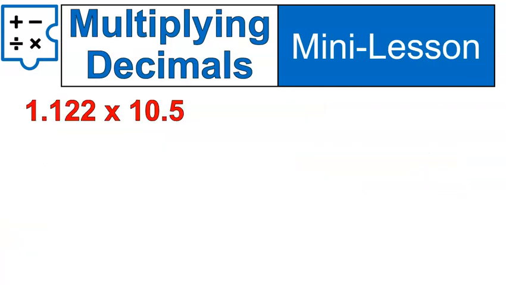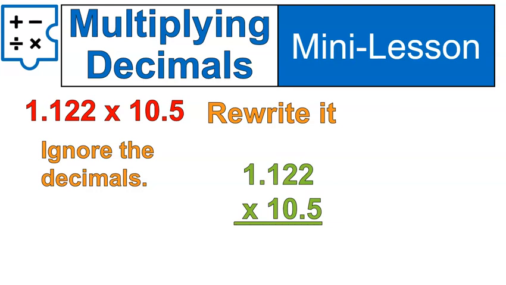I want you to try this out. Lots of practice for this. It's going to give you a really big answer at first, but then we'll move those decimals in. Try it out. Welcome back. I am going to rewrite this ignoring the decimal and pretend that this is 1,122 times 105. I'm just going to pretend the decimals are not there and multiply it out.